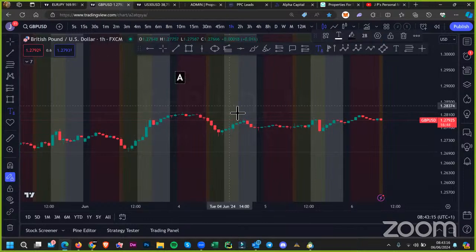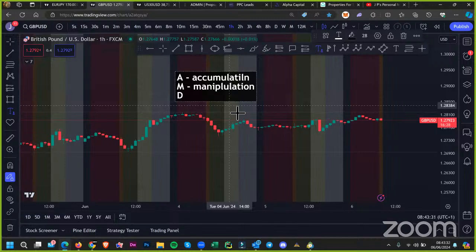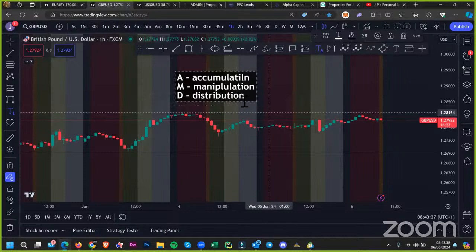A for accumulation. M for manipulation. D for distribution. Now, to be fair, this is exactly our strategy and the things that we look for, just fluffed up and put in a larger time frame. In this instance, we're going to be looking at the sessions.